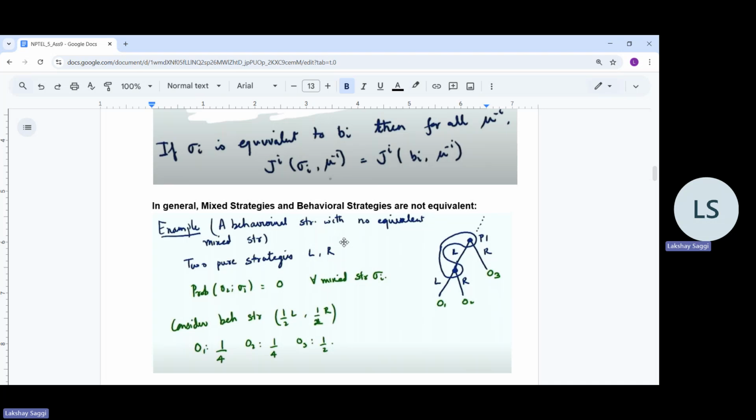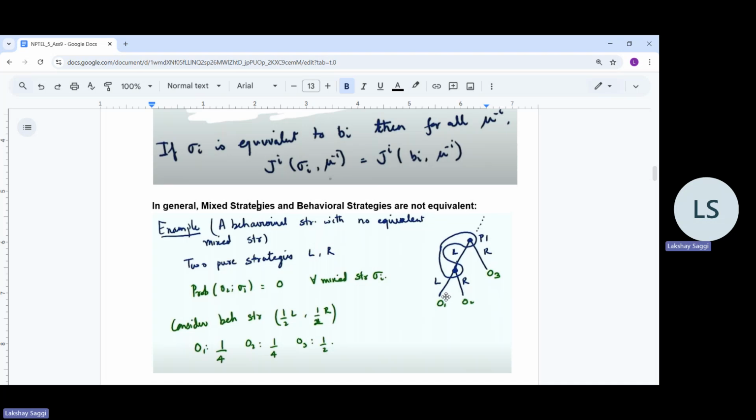Now note that in any pure strategy, like if P1 plays L or if P1 plays R, P1 cannot reach this node O2. And why is this the case? Because suppose P1 plays the pure strategy L. So P1 always plays L. So at first step, P1 plays L, and in this step, again, P1 can only play L.